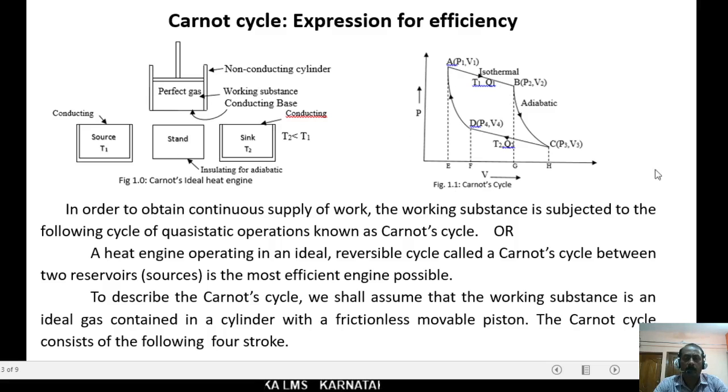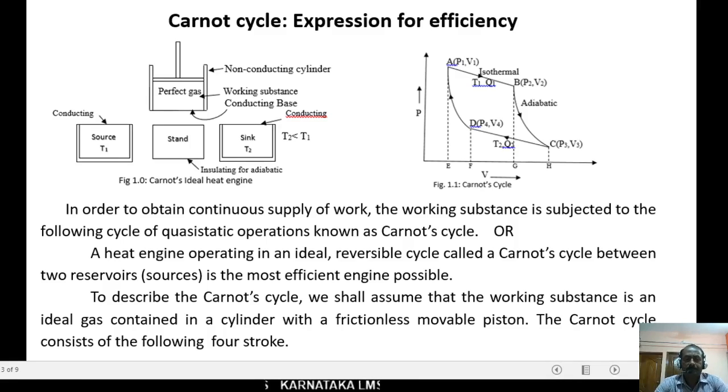In order to obtain continuous supply of work, the working substance is subjected to the following cycle of quasi-static operations known as Carnot cycle, or a heat engine operating in an ideal reversible cycle called a Carnot cycle between two reservoirs is the most efficient engine possible.